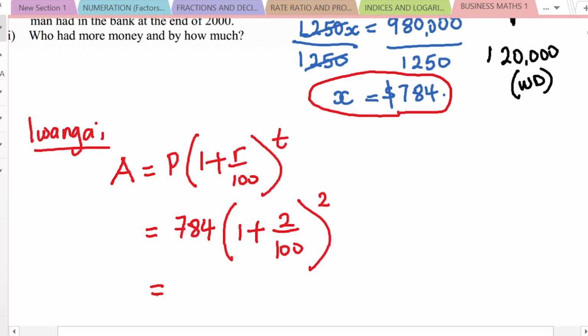So how much does he have at the end of 2 years? And that is going to become... so at the end of 2 years, Mr. Lwanga will have 815.6736 US dollars. That is at the end of 2 years at a compound interest rate of 2%.